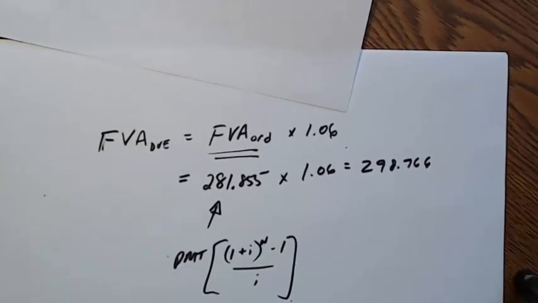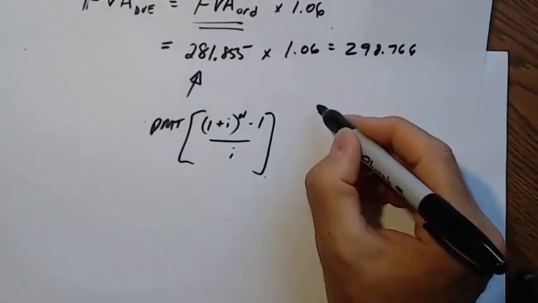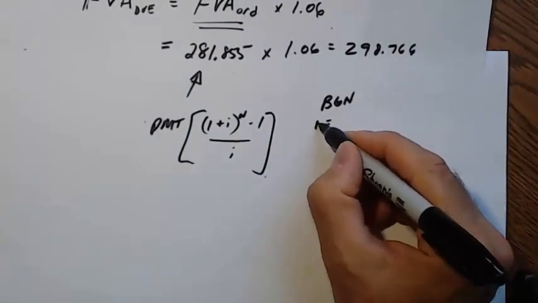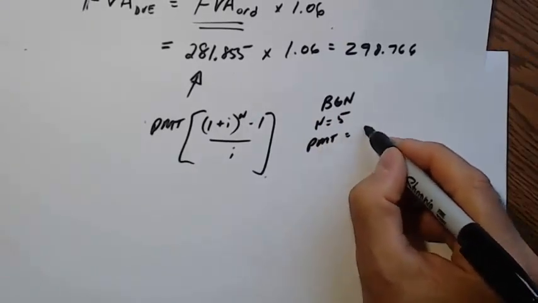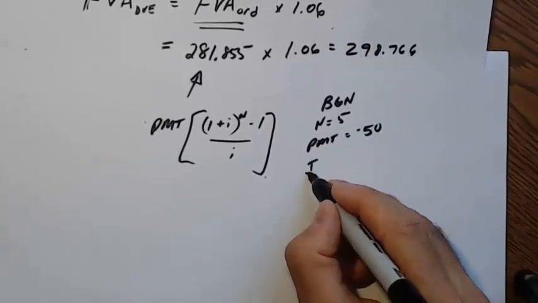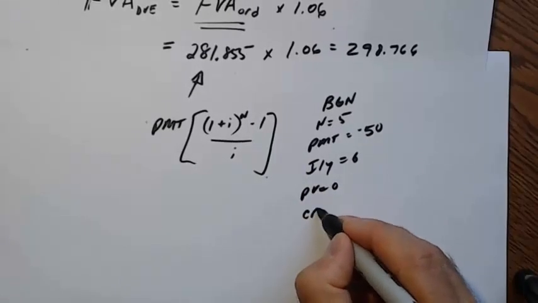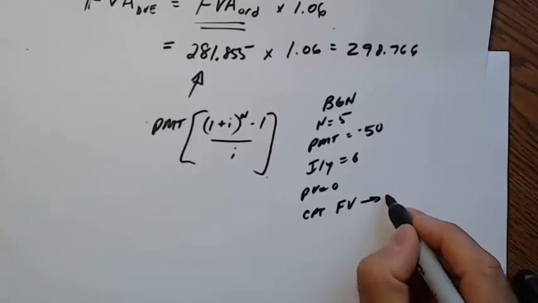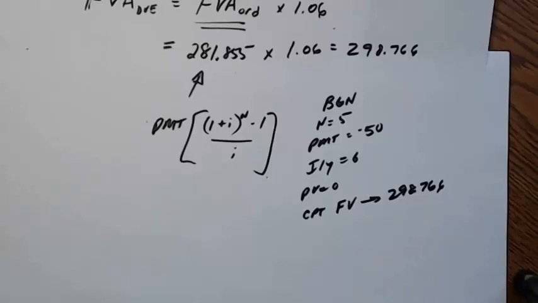Or you can just go to your calculator and make sure that you're in begin mode, and you hit n equals 5, payment equals 50. You can put it in as negative so it pops out as a positive. Your interest rate is 6%, present value 0, compute future value, and it'll be the future value of a beginning annuity, and that will come out to 298.766.